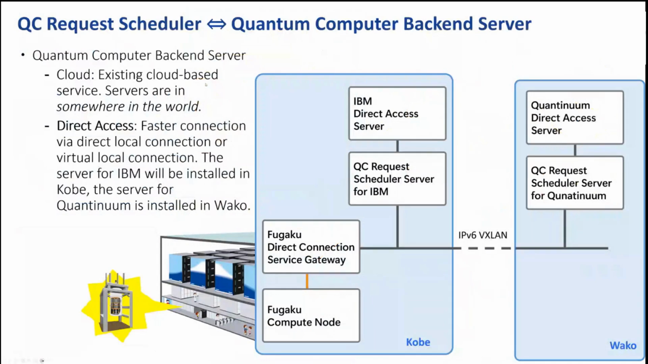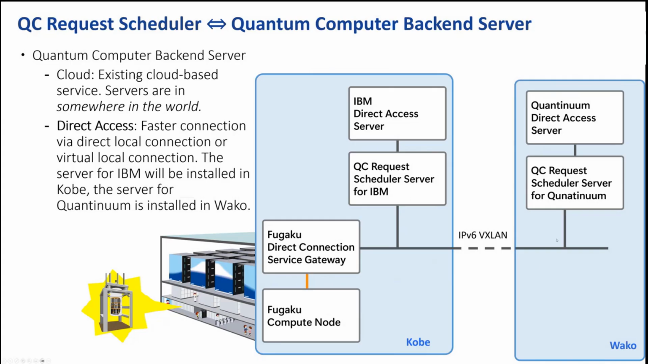So this diagram shows the physical and network configuration of the quantum HPC environment. In between, the Fugaku compute node is connected to a gateway called the Fugaku Direct Connection Service Gateway. This is connected to our request scheduler of IBM and Quantinuum.